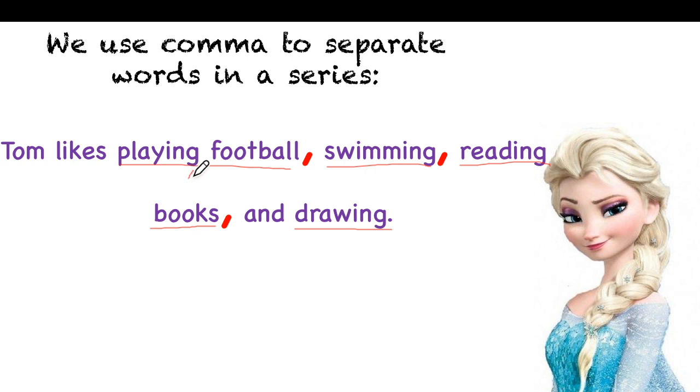We have the first word in the series. We will put comma. Second word in the series, swimming, we put comma. Reading books, it's a phrase, but it's the third part of the series. We put comma. And he also likes drawing. He likes 4 things. So we have 4 words in the series. Fourth one. So the last comma comes before the word and.